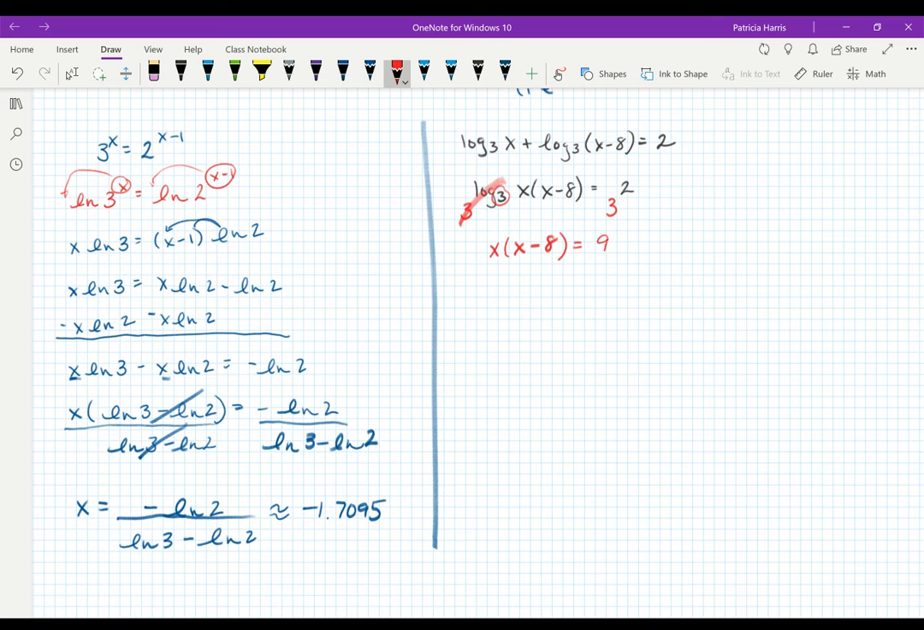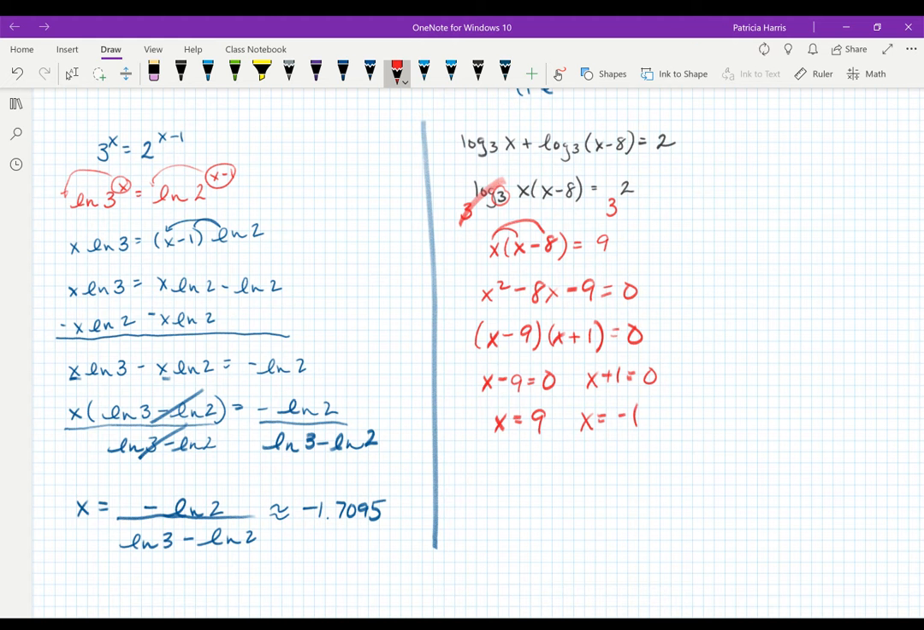All right, so now, looks like I have a quadratic. So distribute, set equal to 0. Now I need to think of two numbers that multiply to -9 but combine to give me a -8. So if I use the zero product property, I get x is equal to 9 and x is equal to -1.